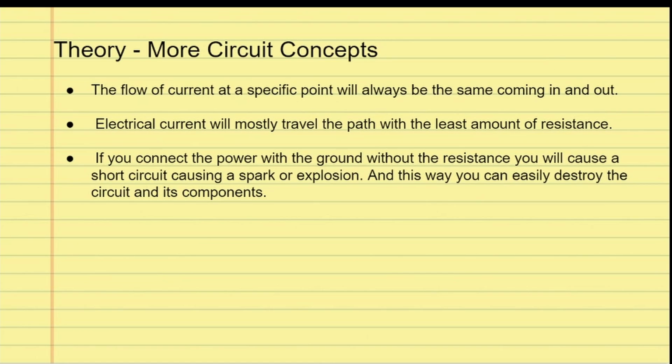And I would like to finish this lesson off with some more little circuit related concepts. And they are: the flow of current at a specific point will always be the same coming in and out. Electrical current will mostly travel the path with the least amount of resistance. Also, if you connect the power with the ground without the resistance, you will cause a short circuit, causing a spark or explosion, and this way you can easily destroy the circuit and its components.